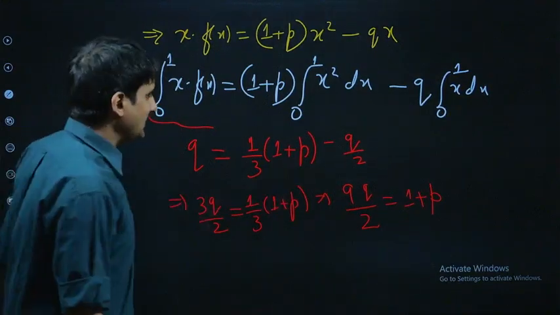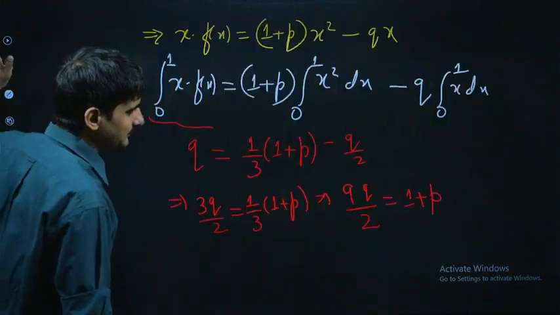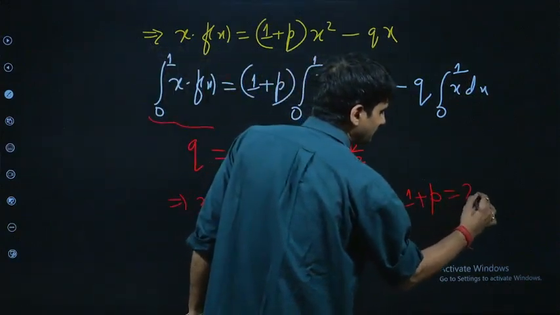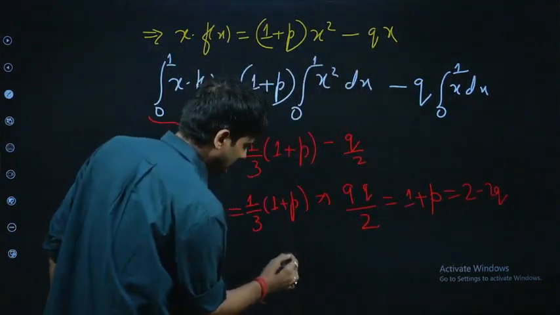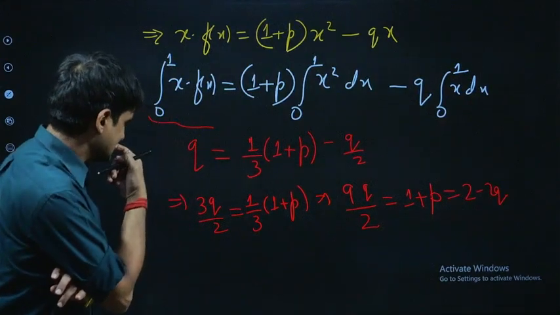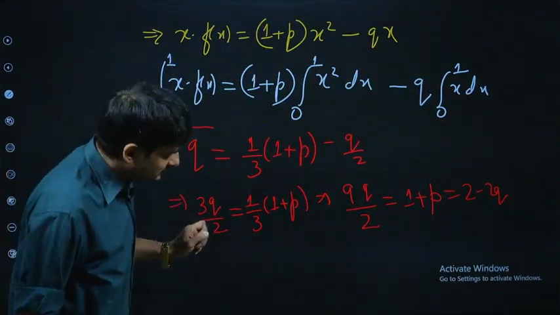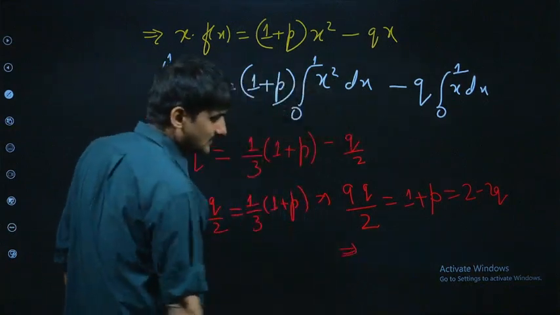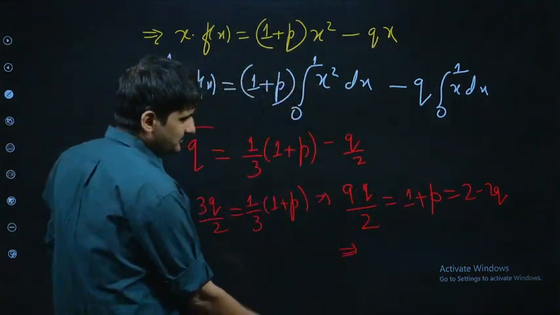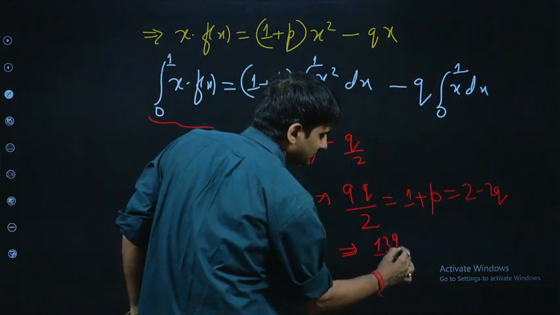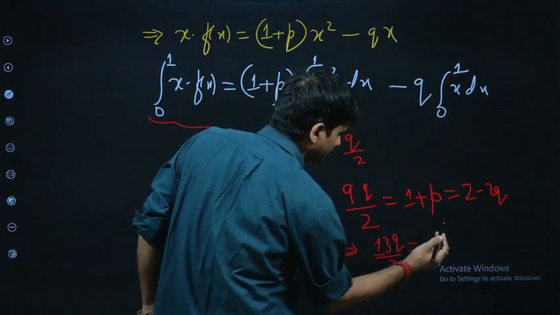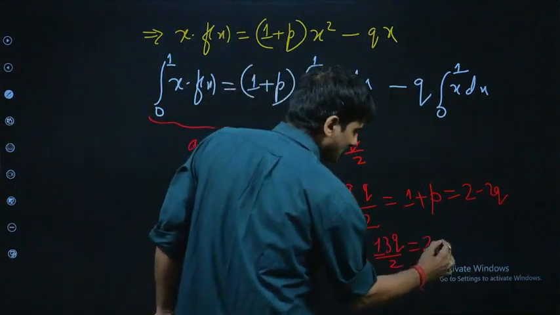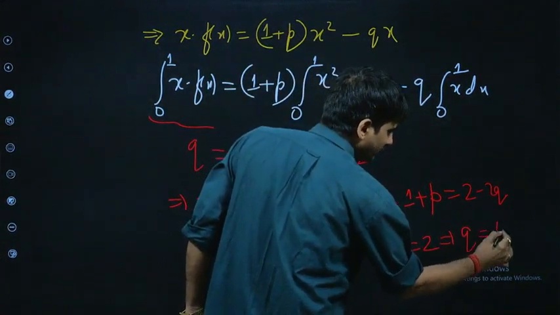Now let's put the value of P here. So what was P? P was 1 minus 2Q. So 1 plus P is 2 minus 2Q. So take it this side. So it's 13Q by 2 is equal to 2. So Q is 4 by 13.